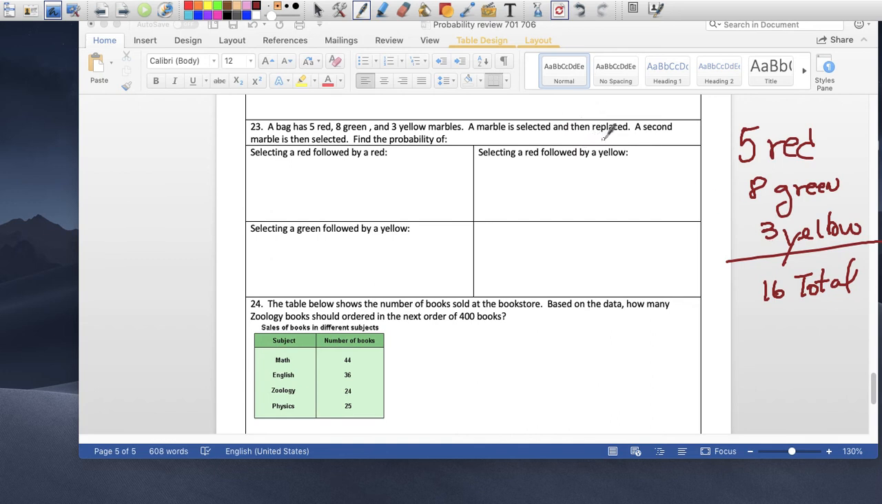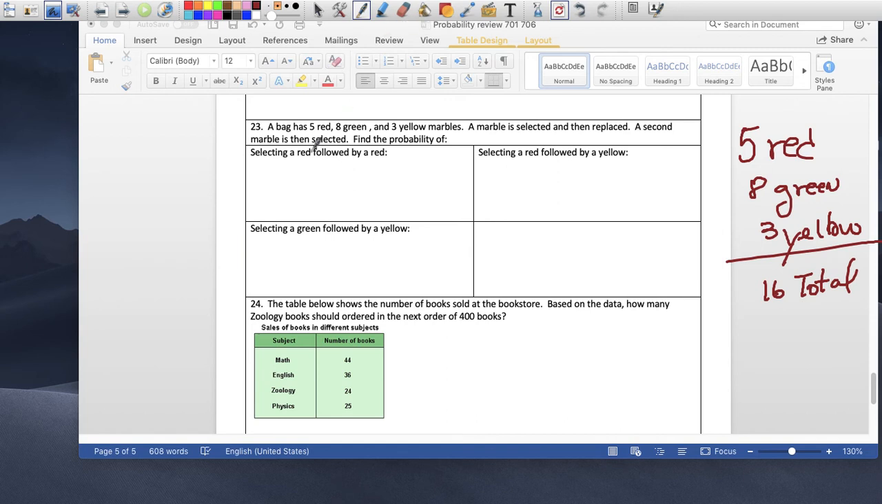So a marble is selected and then replaced, which means that if you take the marble, you look at it, and then you put it back in the bag. Okay, it's not without replacement. This is with replacement. And then the second marble is selected. So you're taking 2 marbles from the bag, one at a time. And don't forget that we're putting the marble back in the bag.